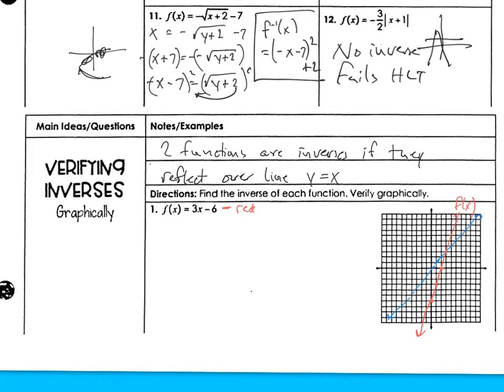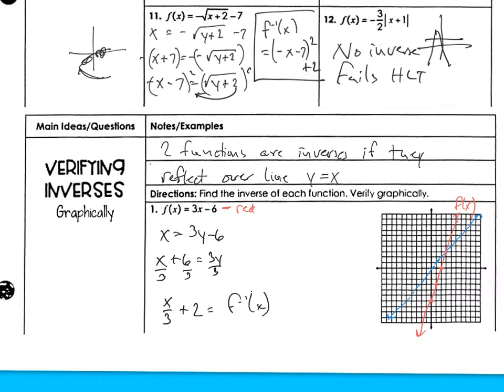So we're going to switch the x and y. And then we get x plus 6 equals 3y. And because I have to draw the graph, I'm actually going to come up with a slope and a y-intercept. It's easier that way. So we have x over 3, sorry, plus 2. This is our inverse.